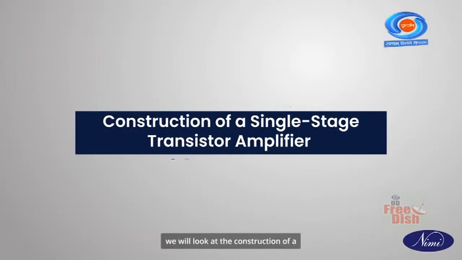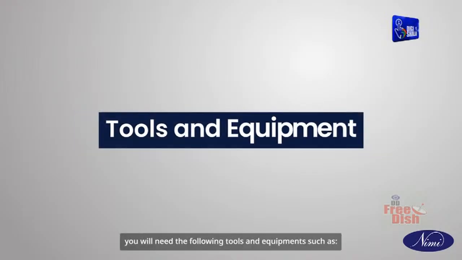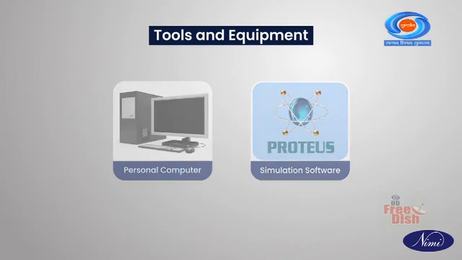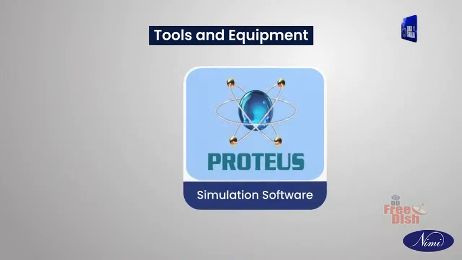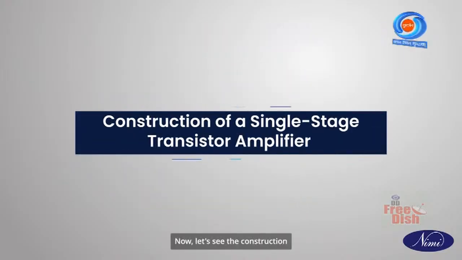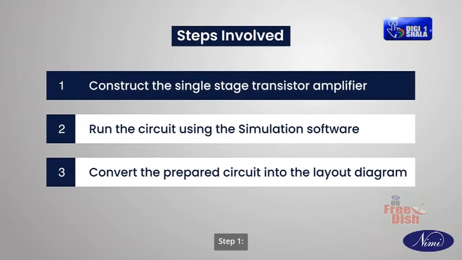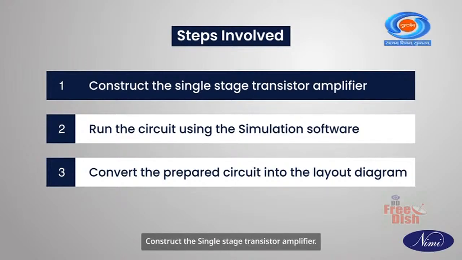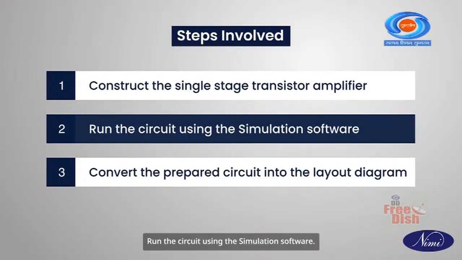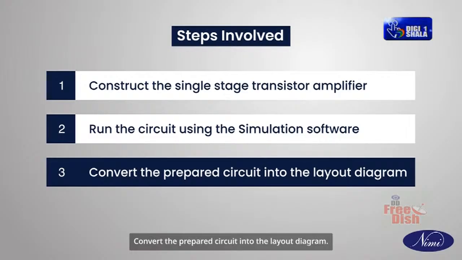Next, we will look at the construction of a single-stage transistor amplifier. For this, you will need the following tools and equipment such as a personal computer and simulation software installed in the personal computer. Now let's see the construction of a single-stage transistor amplifier. The steps involved are: Step 1. Construct the single-stage transistor amplifier. Step 2. Run the circuit using the simulation software. Step 3. Convert the prepared circuit into the layout diagram.